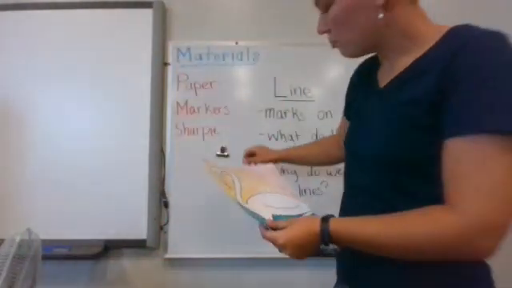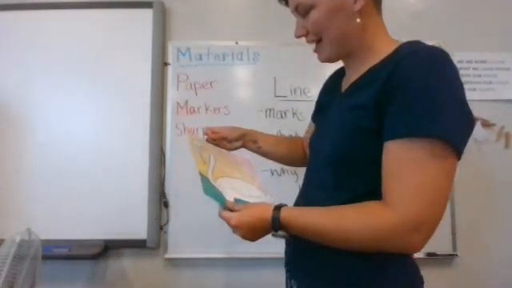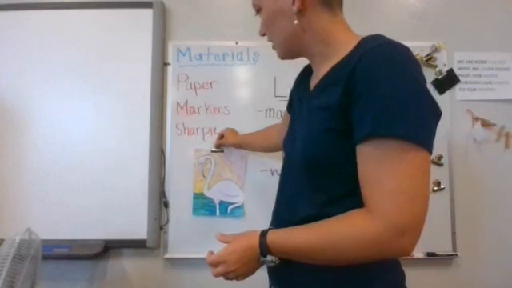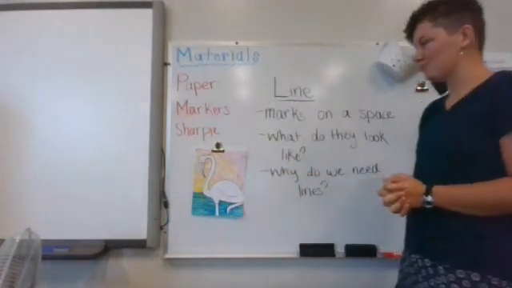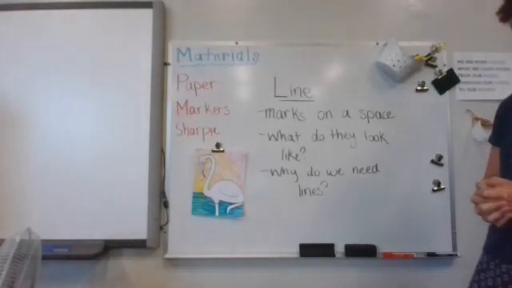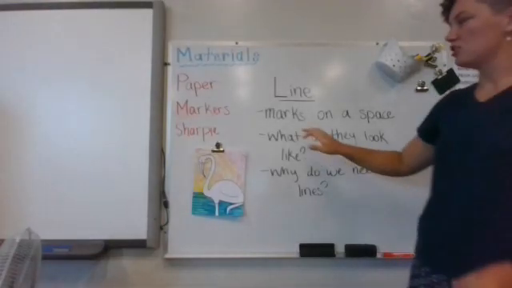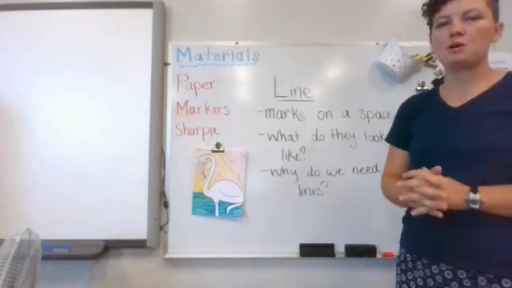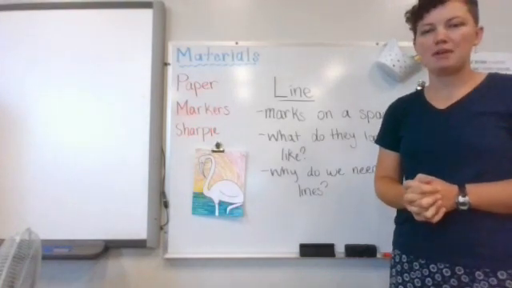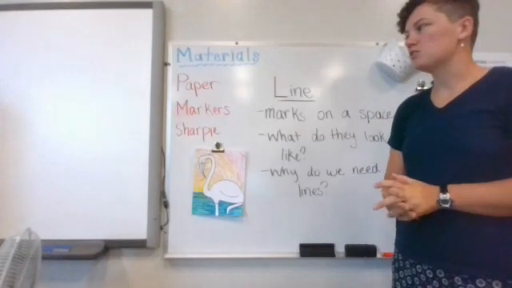So pretty much my whole picture is made up of lines. Does anybody remember what lines are? I've got it written on the board. I don't know if you can see it well, but lines are marks on a space. In our case, normally when we mark on something, we mark on a paper. All right, that's what we're going to do today.